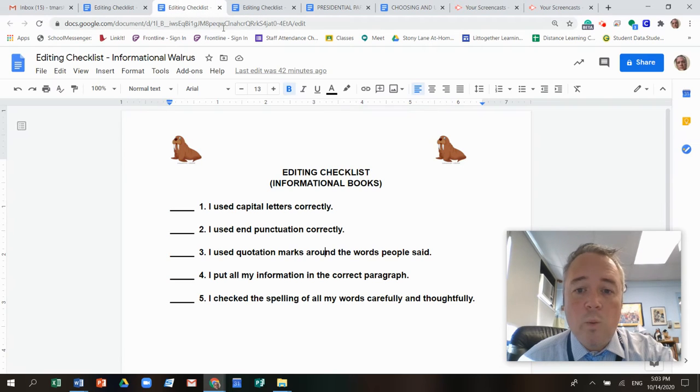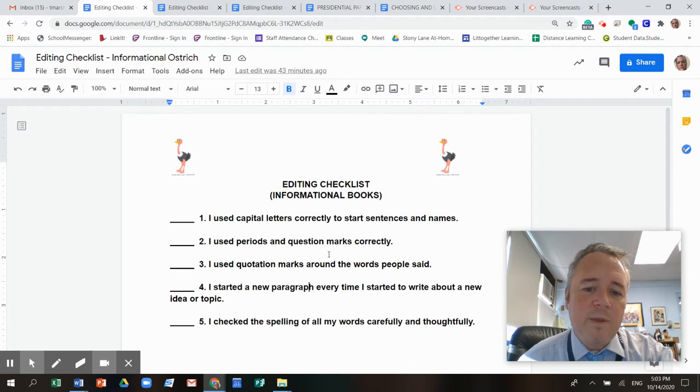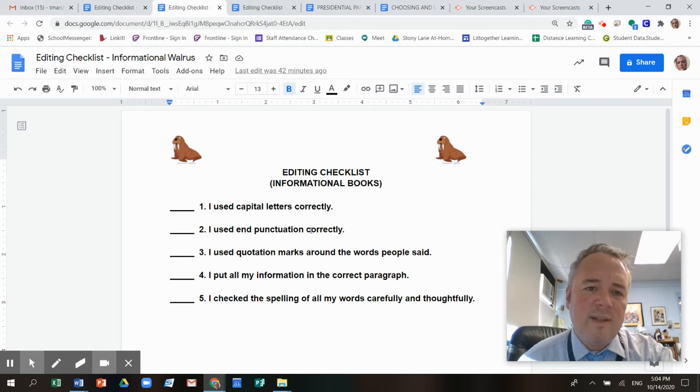This next one is called my Walrus Checklist because it's got a picture of a walrus on it. And so the first one says I used capital letters correctly. And the second thing says I used end punctuation correctly. Do you see how that's a little different? We're talking about the same things here, but here on the ostrich, it kind of names how to use them. It names how to use the capital letters, where this one just says that you did it correctly. Here it names the periods and question marks are something you want to use correctly. And this one just says that you did it correctly.